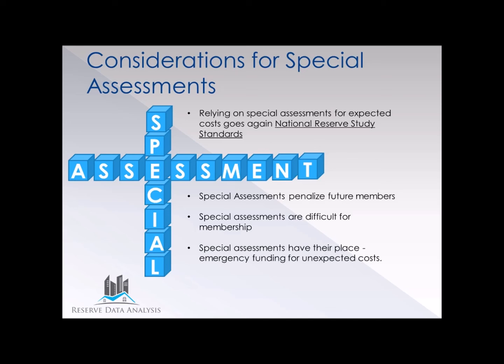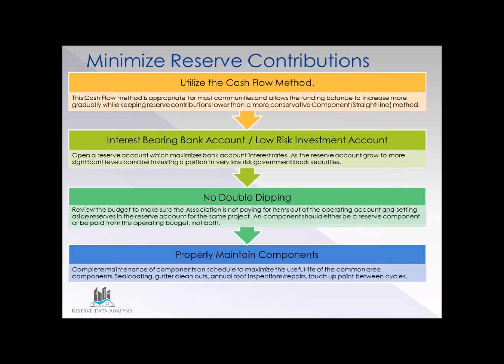Okay, next question. Are there ways to minimize reserve allocation rates? There are. So to minimize the reserve contributions, first of all, when we're doing a reserve study, we utilize a cash flow method. So essentially what we're doing is trying to take a 30-year period, and we're trying to take projections for all the expenses within that 30 years, and we're trying to split it up equally amongst all the homeowners over that 30 years. So the expenses are equally split.